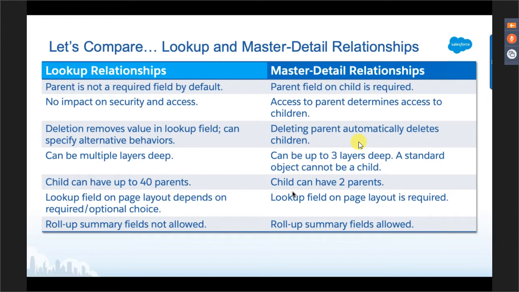You cannot build a roll-up summary field for lookup relationships, but know that roll-up summary fields are allowed on 5 specific objects related to each other. The first 3: account, opportunity, and opportunity product. I'll say that again. The account, opportunity underneath it, and the opportunity product object can use roll-up summaries.